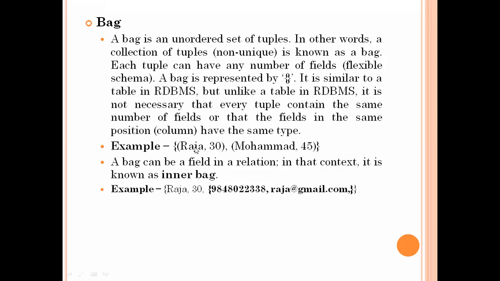So why have we mentioned Raj 30 and Muhammad 40? There is a relationship between these two fields. What is Raj and what is 30? There is a relationship, so we put them into another bracket. What is inside is known as the inner bracket. For example, Raj 30 may contain detailed information, such as his phone number and his email ID. So a bag may contain another inner bracket, another inner set of curly braces, known as inner bags.